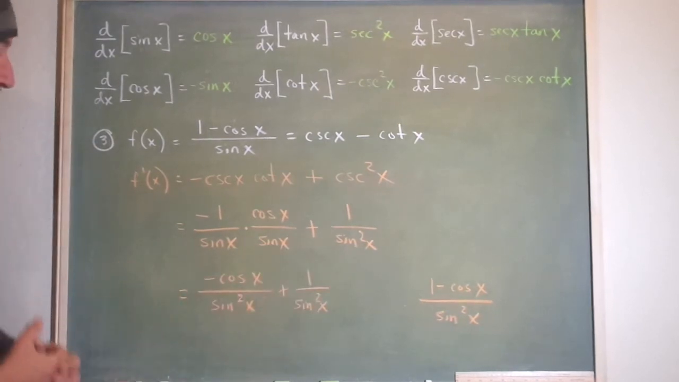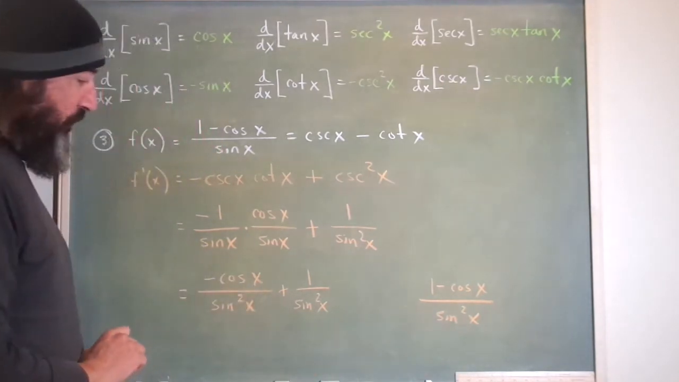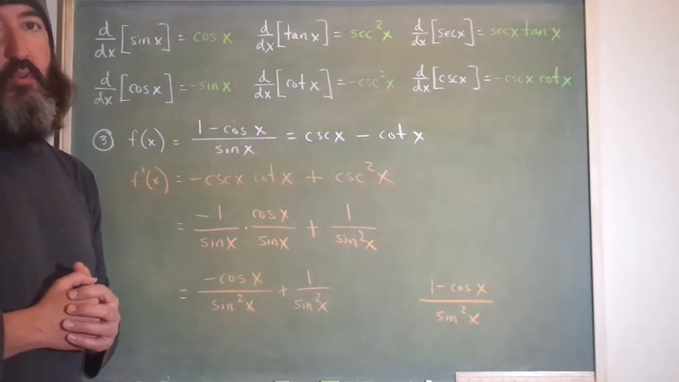And how convenient is this? We already have a common denominator of sine squared of x, so the numerator would just be negative cosine of x plus 1, just like we got before.